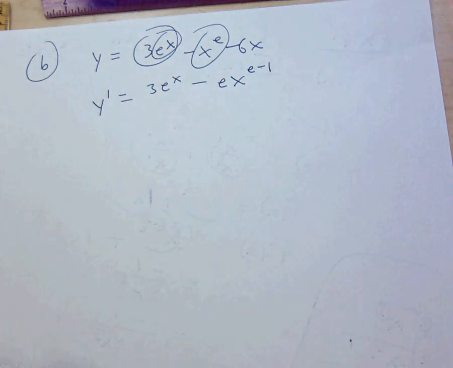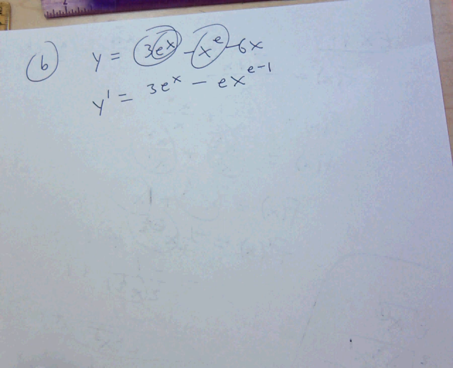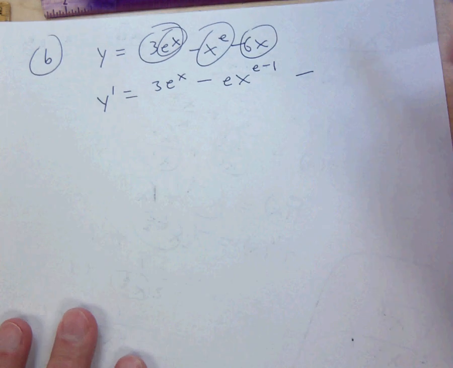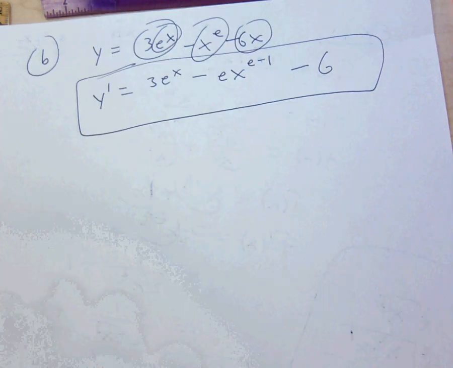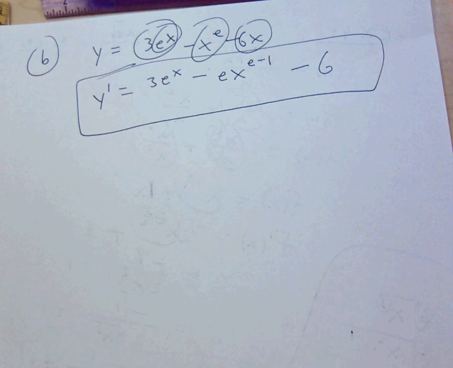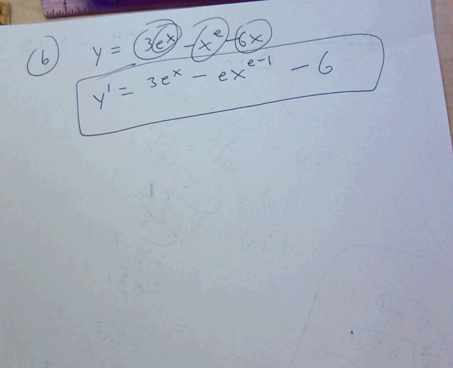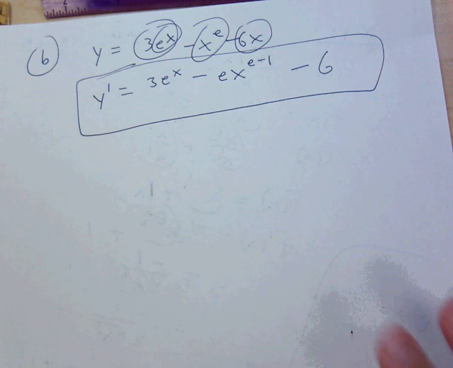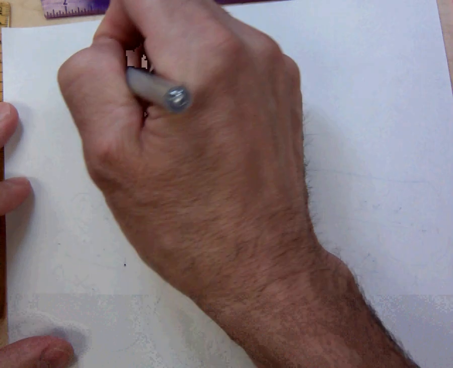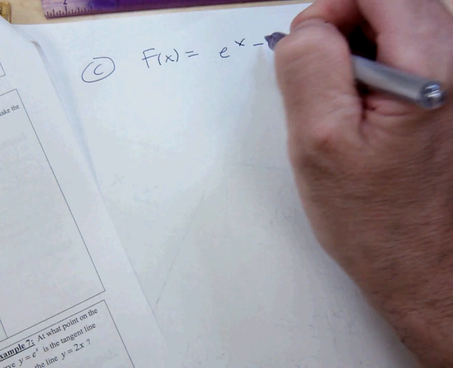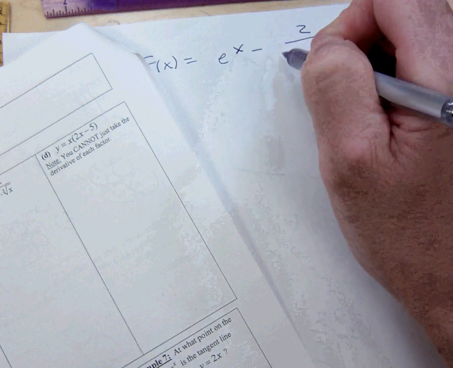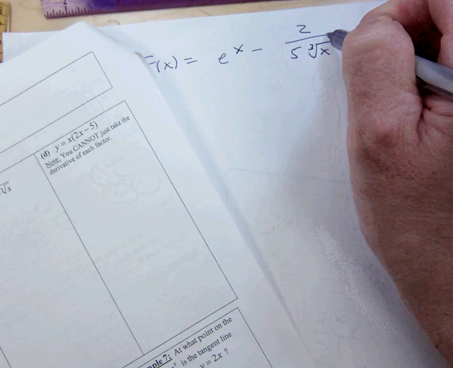Everybody agree that x to the e is not the same as e to the x? Okay? And then what's the derivative of that? 6. And there's not a whole lot more you can do there, so that was one step. Any questions on that one? Okay, well just stop me if you have any questions. Let's keep going. Let's look at C. All right, so, ready?